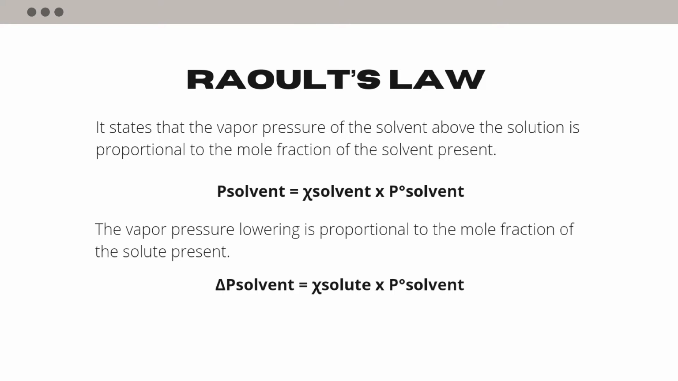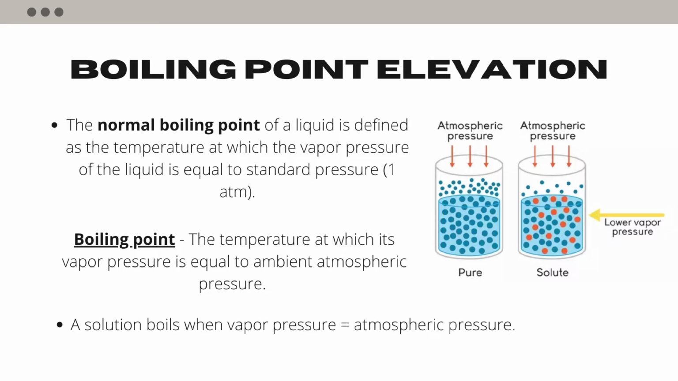Raoult's law can be extended into the notion of colligative property, which is the property that depends on the amount of solute and not the type of solute, as long as it, in this case, is a non-volatile solute. The vapor pressure lowering is proportional to the mole fraction of the solute present. And here's the equation.